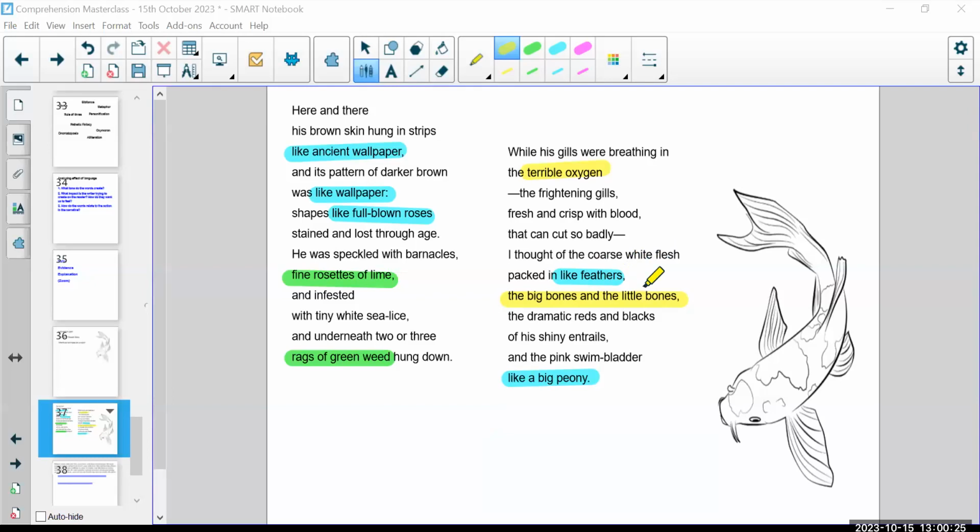So even though some of you have got some good answers there, just for this one, think a bit more carefully about what that quotation shows you about the way the poet feels. Think a little bit below the surface.